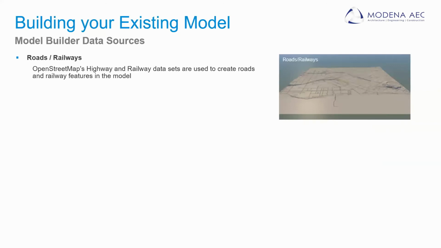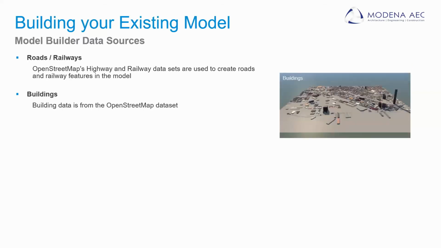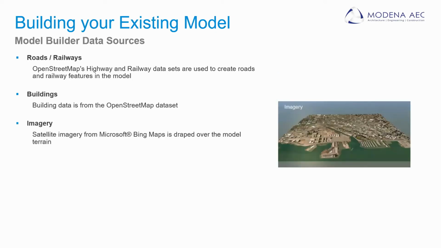So your Model Builder data sources. These are just some of the sources from where your information will be aggregated. Roads and railways use OpenStreetMap to extract their features and create those in the model. Buildings are also extracted from the OpenStreetMap dataset. Note that some areas will be less populated with buildings than others, depending on the amount of time spent in that area by OpenStreetMap. Your aerial imagery is extracted from Microsoft Bing Maps, so your imagery is only as current as shown in Bing Maps.